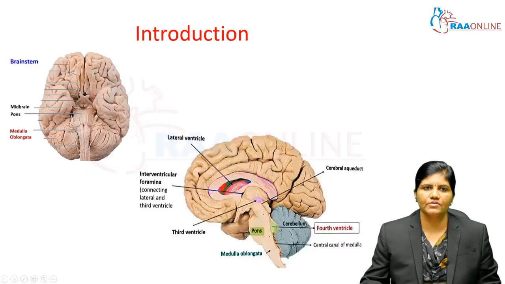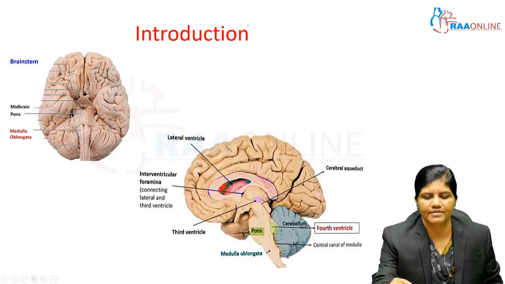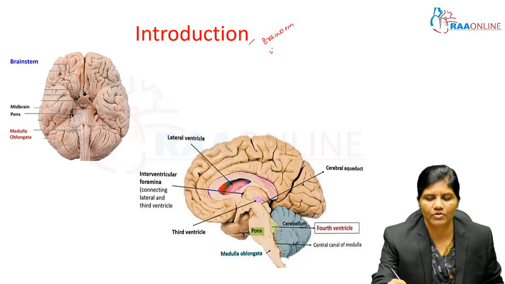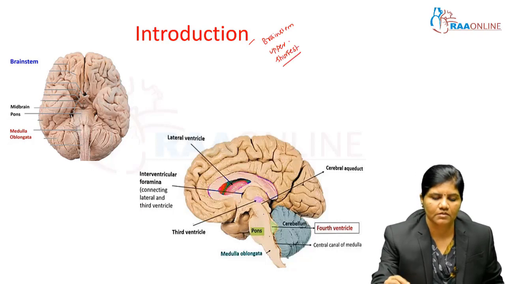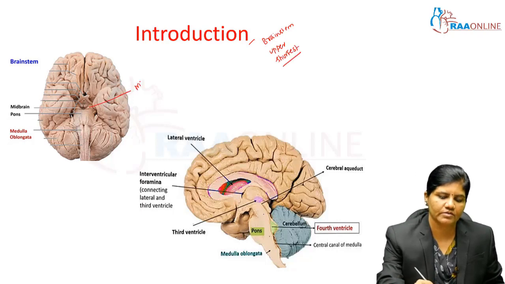So the introduction. This is the area for midbrain. Midbrain is a part of brainstem. This is the upper and shortest segment of brainstem. This is the inferior surface of the brain. Midbrain connects the forebrain with the hindbrain. So this is the area of brainstem and this is the hindbrain.